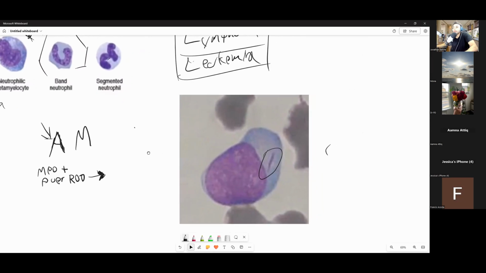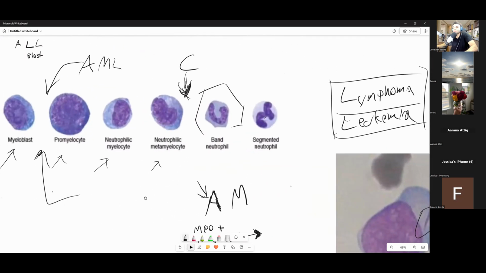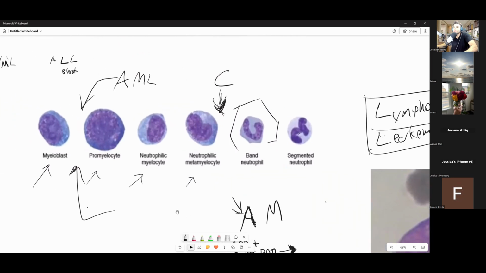So what happens here is that the problem with the 15;17 subtype is that as this is differentiating, it puts a halt to the differentiation. It says no more differentiation, but it doesn't put a halt to the proliferation. So you do have proliferation, but you have no differentiation. If you have proliferation without differentiation, you end up making a lot of precursors, promyelocytes.